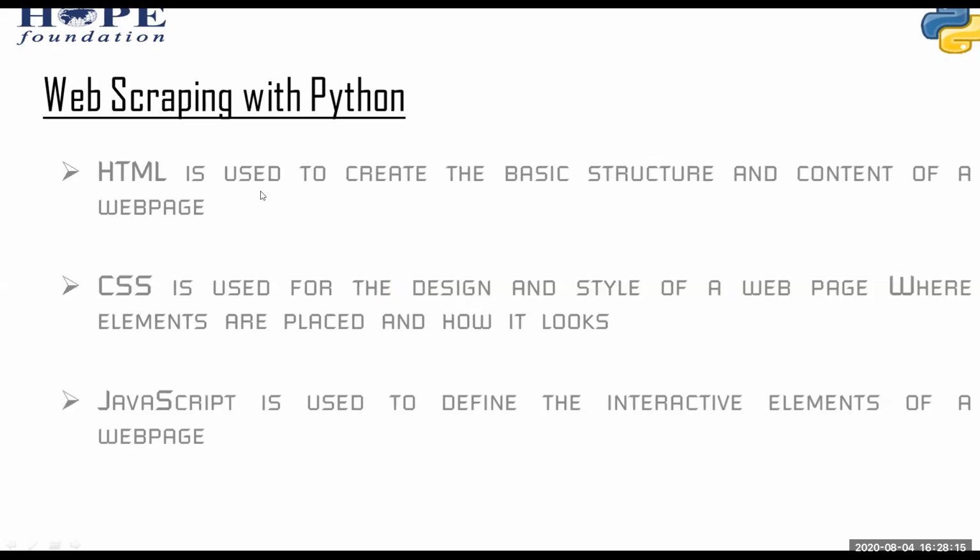So HTML is used to create the basic structure and content of a website, right? CSS is used for the design and style of a web page, where elements are placed and how it looks. And JavaScript is used to define the interactive elements, like message boxes and dynamic web pages. So JavaScript is used for that.